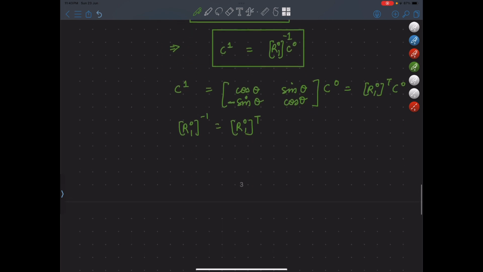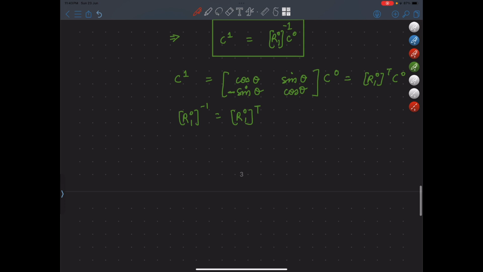So the formula we were looking for, we can write that in red, is C0 equals R10 C1 and C1 equals R10 transpose C0. All right. So these are the two formulas for rotations. Okay, now let's move on.